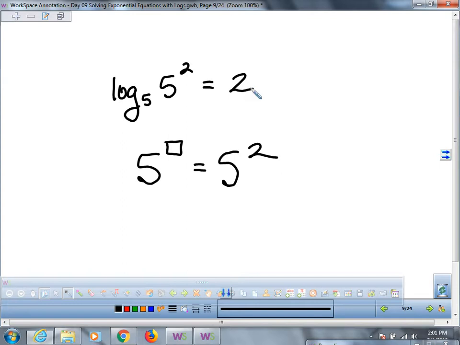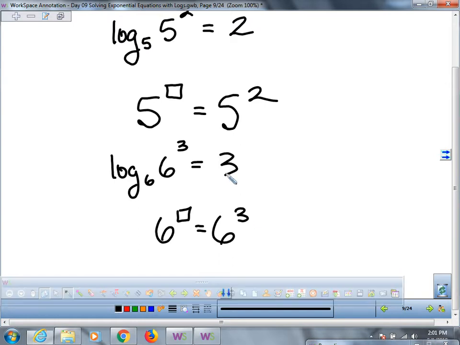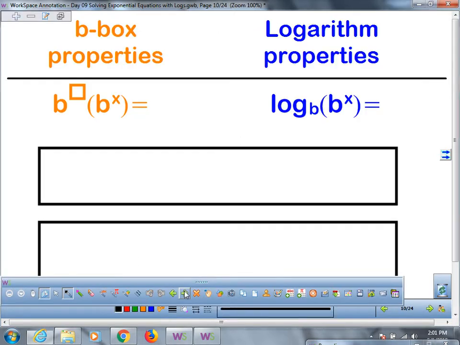One more? I know. Well, we're going to make them less confusing today. What about log base 6 of 6 cubed? What does that equal? So 6 to the what makes 6 cubed? 3. Kind of. So this first property, b to the what makes b to the x? X. Correct?